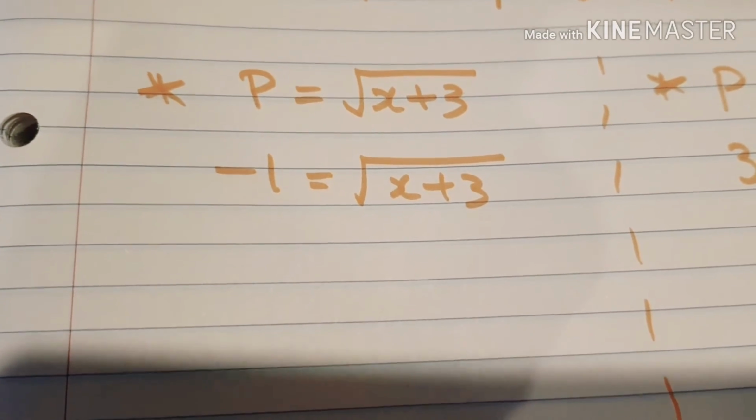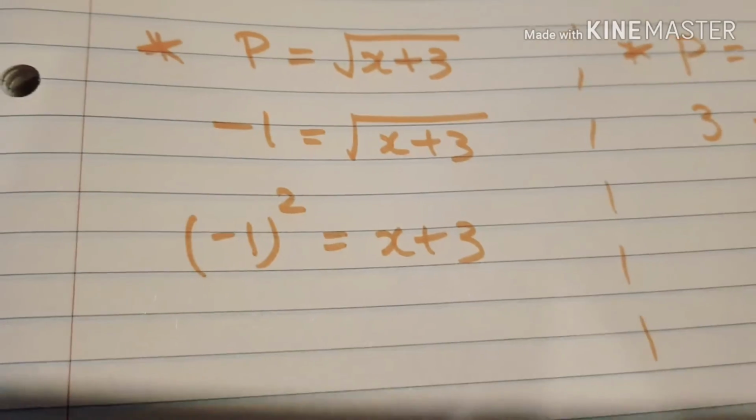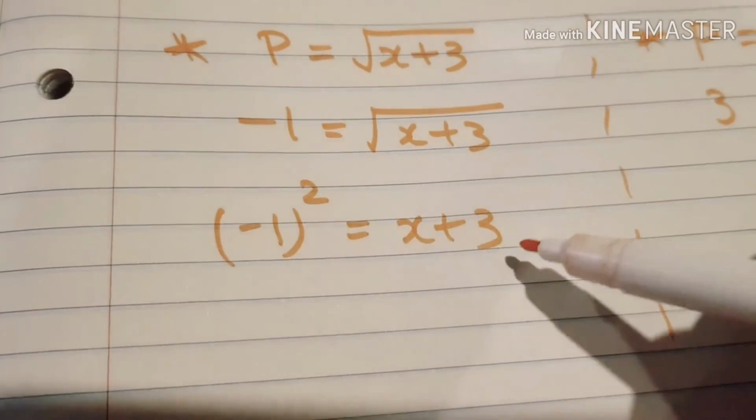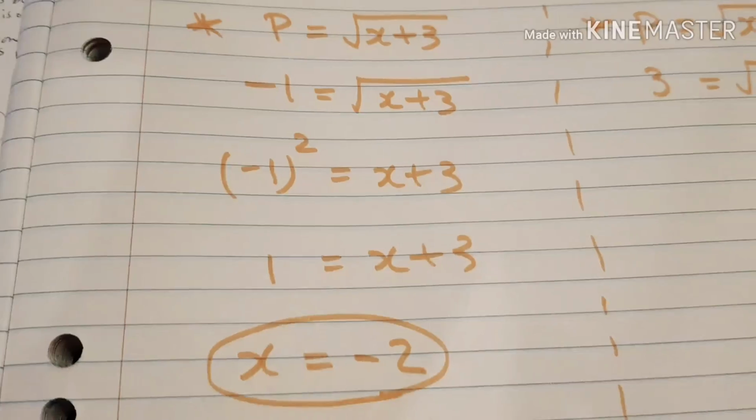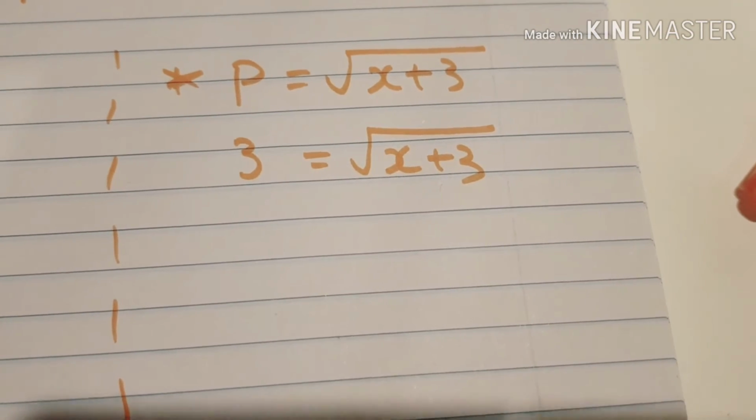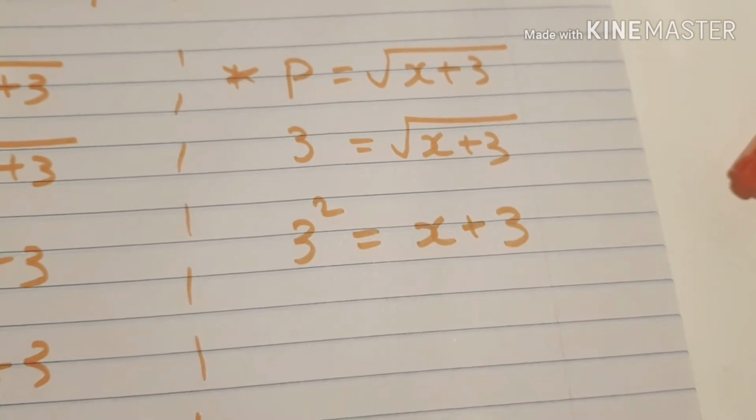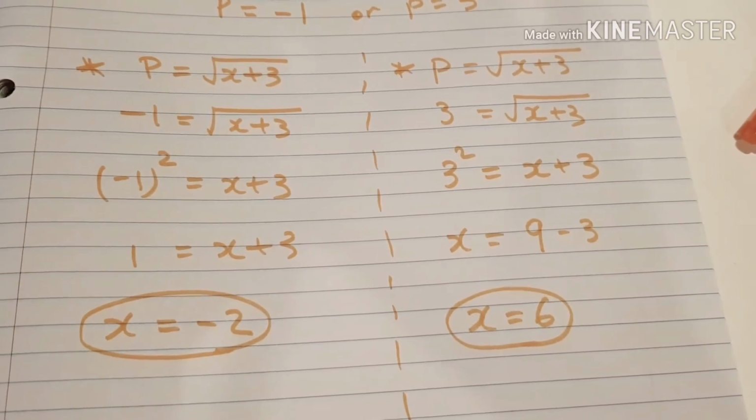If I start with this one, I need to get rid of that square root, so I'm going to square each side. Then the square root disappears and I square it. X will be -2. This one I'm going to do the same. I'm going to square each side, and send 3 to the other side like this.